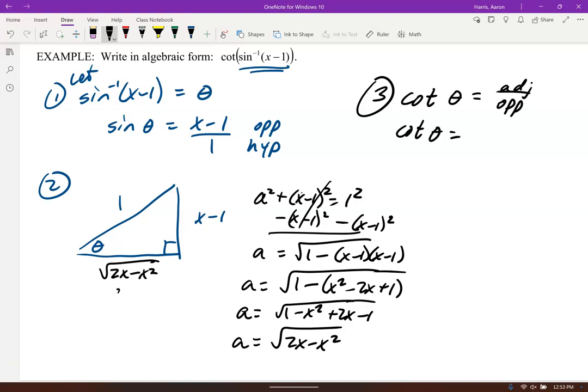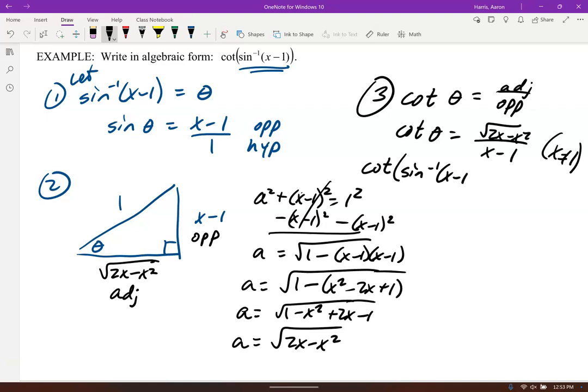So my adjacent side, here's my adjacent side, here's my opposite side. I'd have the square root of 2x minus x squared all over x minus 1. Now note, x can't be 1, right? In my denominator there. So that's my cotangent of theta. And then you can go ahead and fill in theta. The theta was the arcsine of x minus 1. Again, x can't be 1.